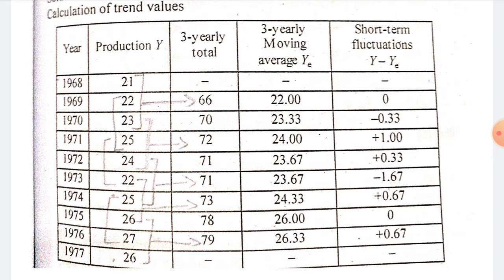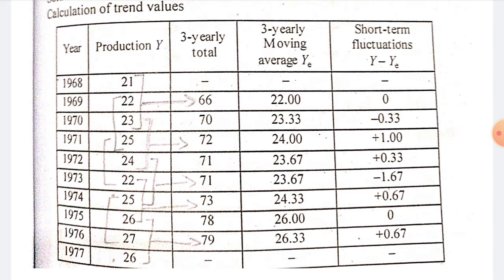The 3 yearly moving average is nothing but the 3 yearly total divided by 3. So 66 divided by 3 is 22.00. Next, 70 divided by 3 is 23.33. 72 divided by 3 is 24.00. 71 divided by 3 is 23.67, and again 71 divided by 3 is 23.67. 73 divided by 3 is 24.33. 78 divided by 3 is 26.00. 79 divided by 3 is 26.33. So for the 3 yearly moving average, you divide by 3.